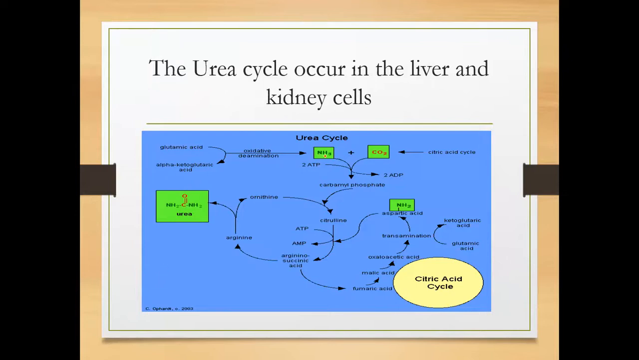So ito yung ammonia na galing sa oxidative deamination ng glutamic acid. Tapos when combined with carbon dioxide, siya yung nagiging carbamyl phosphate. And combined with ornithine, nagiging citrulline. And then eventually, after some reactions, it becomes urea. So ito yung fumarate, nagiging malic acid, tapos oxaloacetic acid, tapos transamination, nagiging aspartate siya.